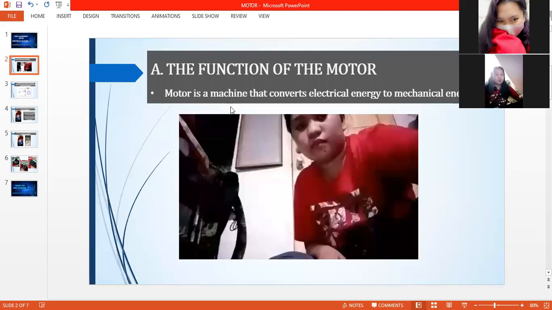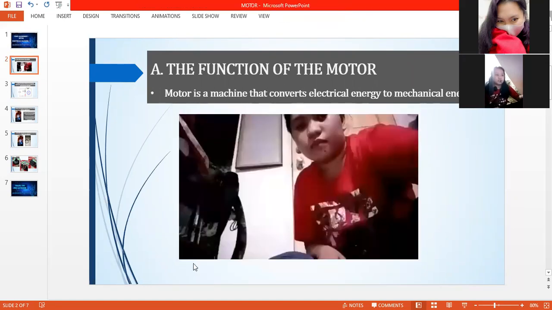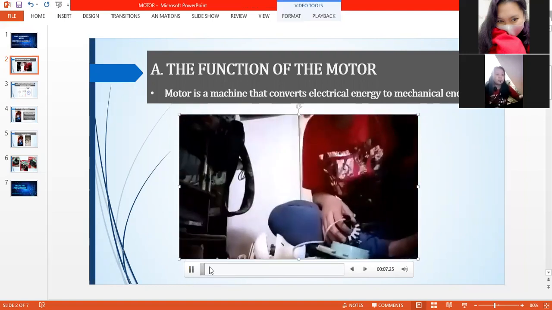So here, the first question is, what is the function of the motor? You will explain the function of the motor by stating the definition of a motor. So what is a motor? A motor is a machine that converts electrical energy to mechanical energy. So that is the main definition of the motor.